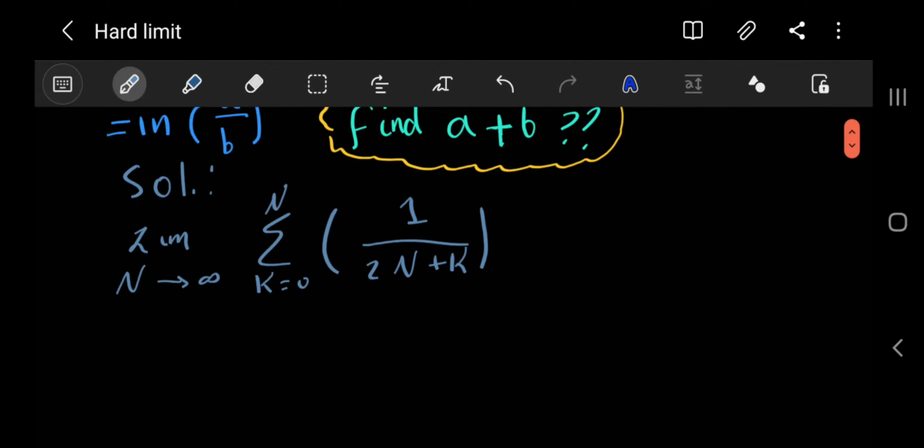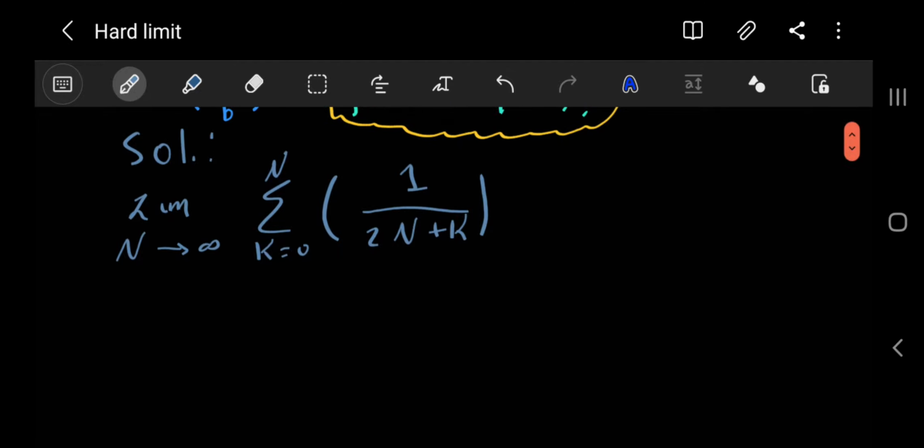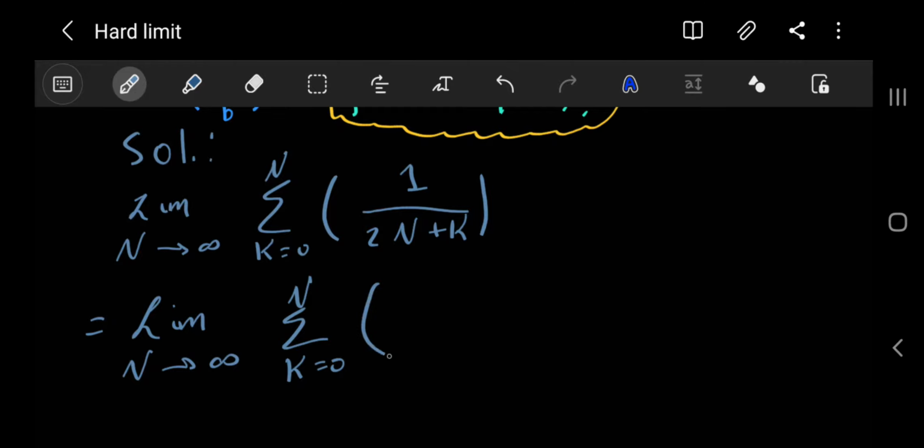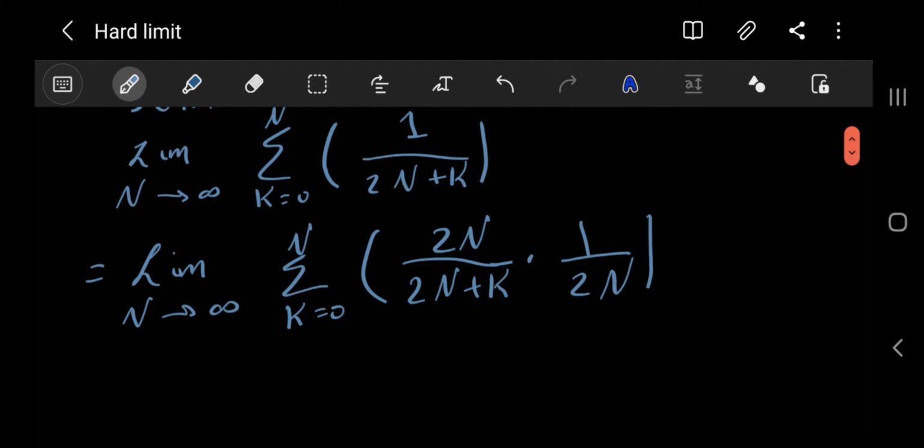So we are approaching the Riemann sum, but we still have to do some changes in this summand. I will multiply the numerator and the denominator by 2n. So it will be the limit as n tends to infinity of the sum from k equal to 0 to n, and I will multiply 2n in the numerator, so it will be 2n over 2n plus k, and in the denominator 2n. I did that so we can approach the Riemann sum.